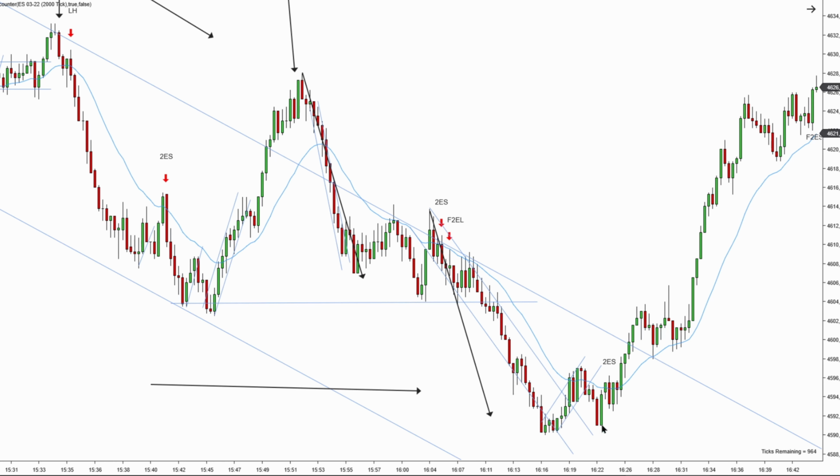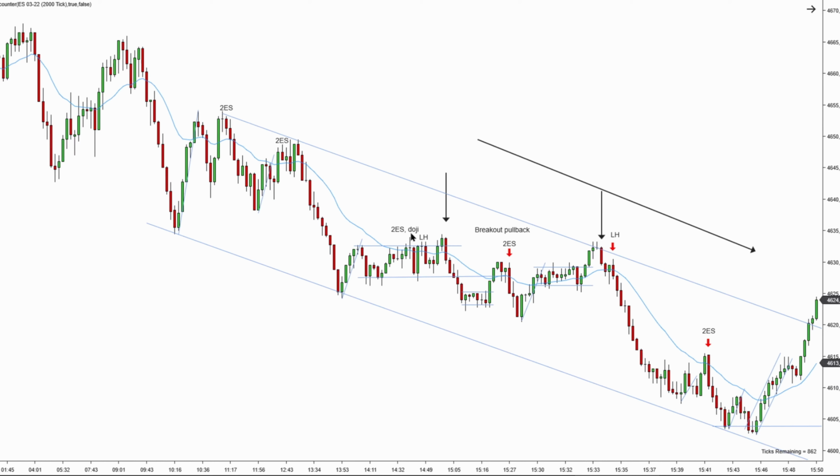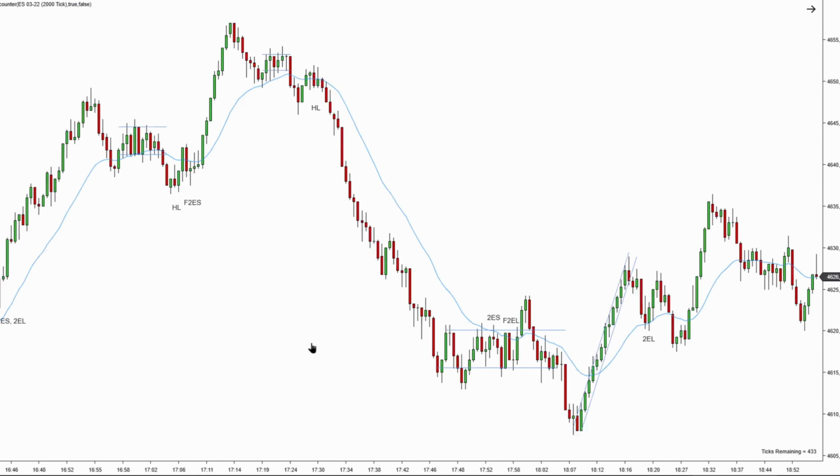And after you push lower and created the big bullish bar, a similar situation happened right here. You have a second entry short, but you have a gigantic bearish bar afterwards, and then you have a lower high which you don't want to take. And a similar situation happened right here.